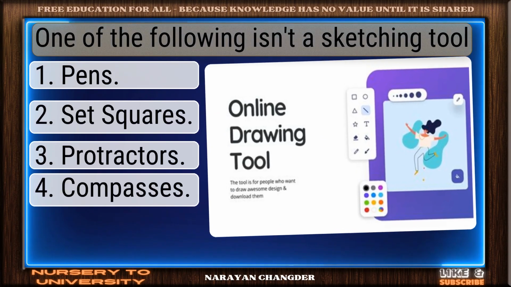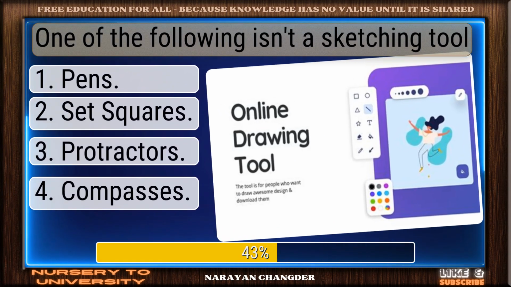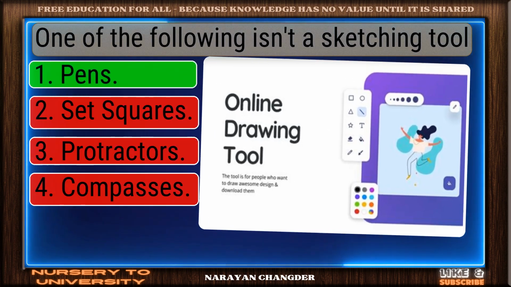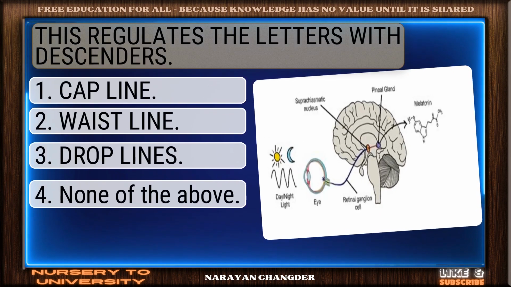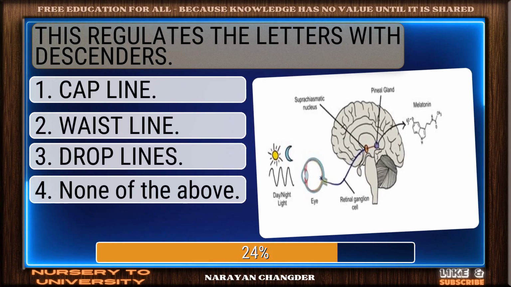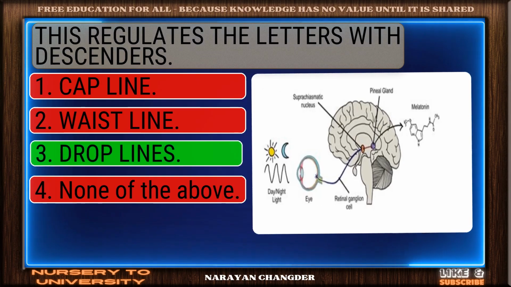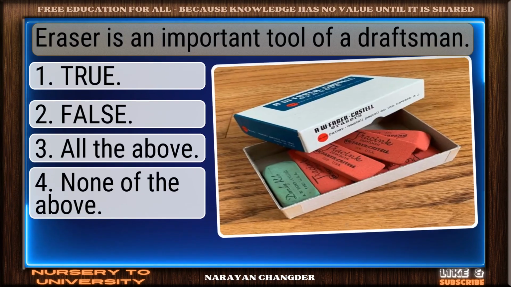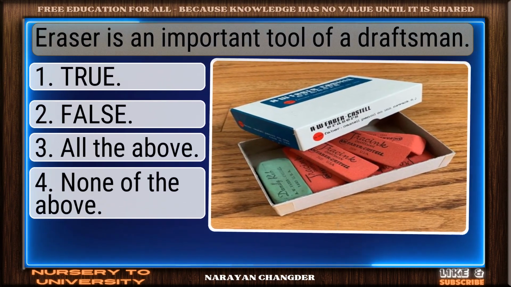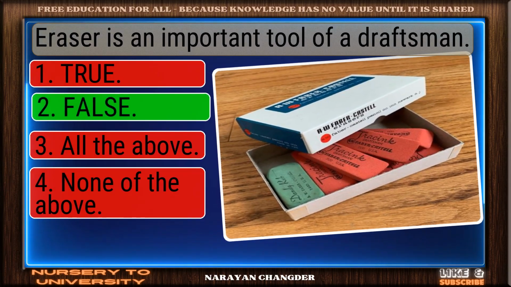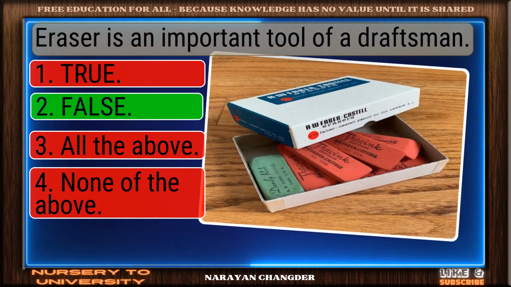One of the following isn't a sketching tool. You're right. Pens is correct. This regulates the letters with descenders. Great job. Drop lines is accurate. Eraser is an important tool of a draftsman. Nice selection. False is correct.